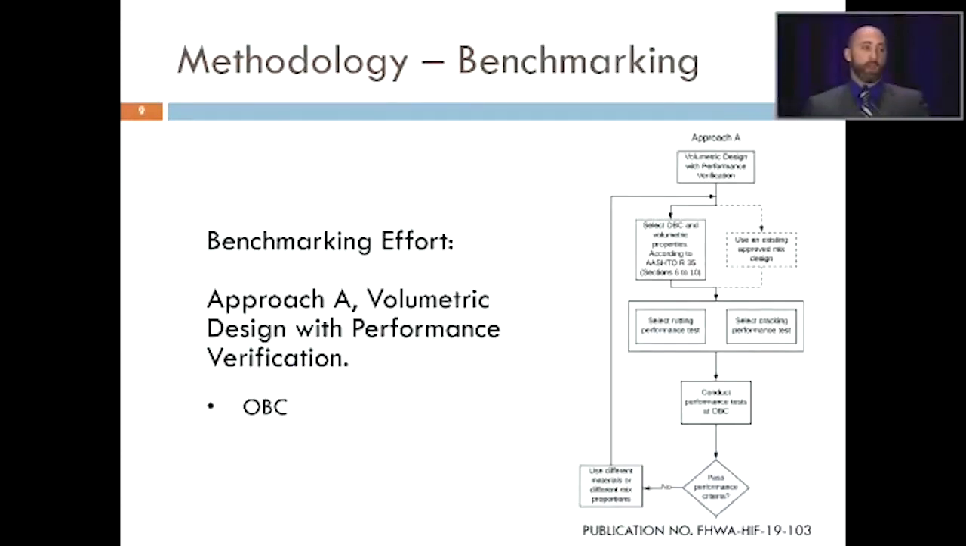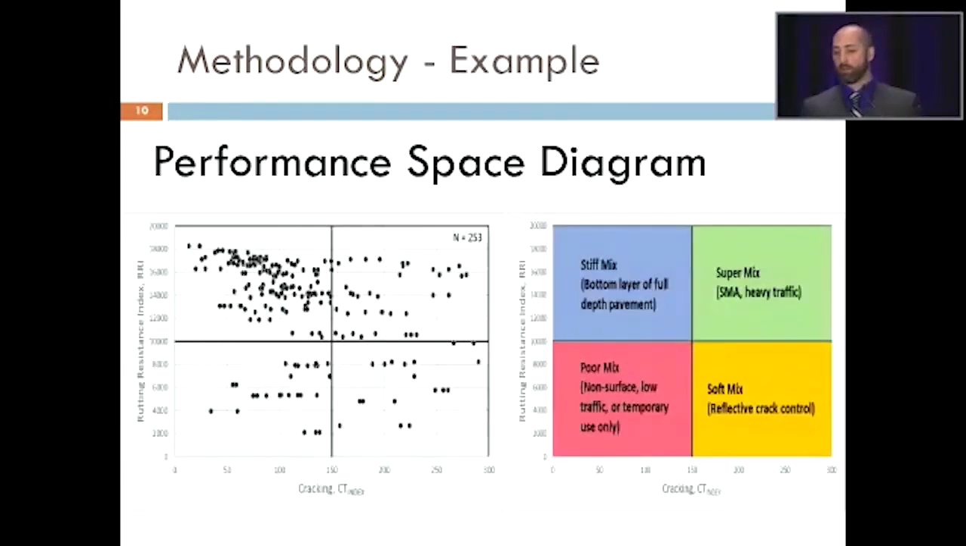So for our benchmarking effort, we're primarily going with the balanced mix design approach A, which is using that volumetric target, that volumetric asphalt content, and then just verifying the performance. So we're using the contractor's design. We're not having them shift the asphalt content. We're not trying to do lab batches. We're doing this all on plant produced mix from the contractors. So we really can only do it at their produced asphalt content.